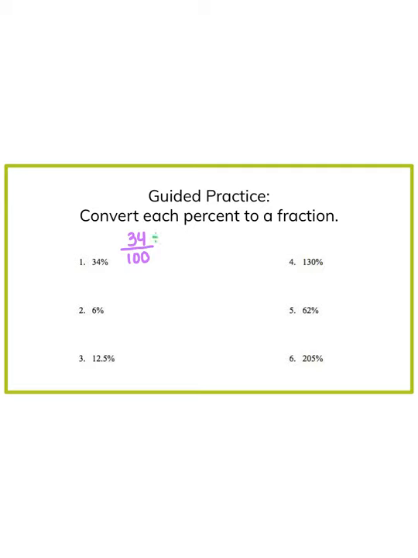So if we were to divide both 34 and 100 by 2, we would get 17 over 50. Now, if we were able to simplify this even further, we would, but I know that 17 is a prime number, which means that it can only be multiplied by 1 and itself, and I know that 50 cannot be divided by 17, so my fraction is in its simplest form. So 34% is equivalent to 17/50.